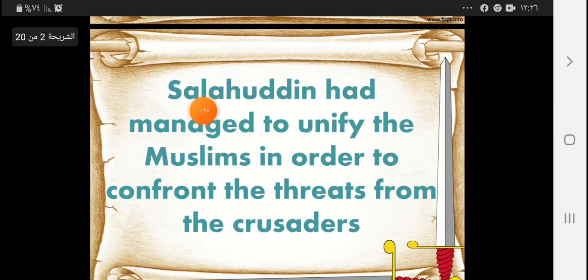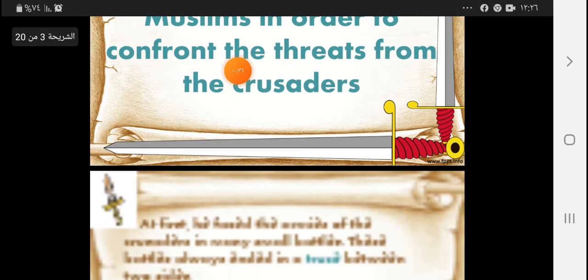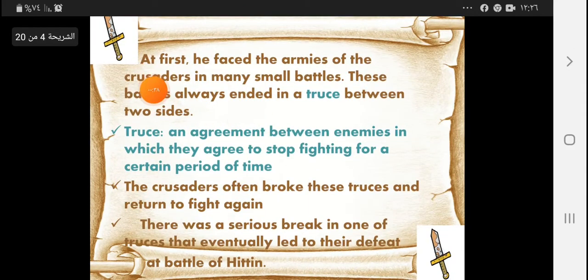The reason why Salah ad-Din could confront and crush the Crusaders was that Salah ad-Din had managed to unify the Muslims in order to confront the threats from the Crusades. At first, Salah ad-Din al-Ayyubi faced the armies of the Crusaders in many small battles. These battles always ended in a truce between the two sides. The word truce means an agreement between the enemies in which they agreed to stop fighting for a certain period of time.